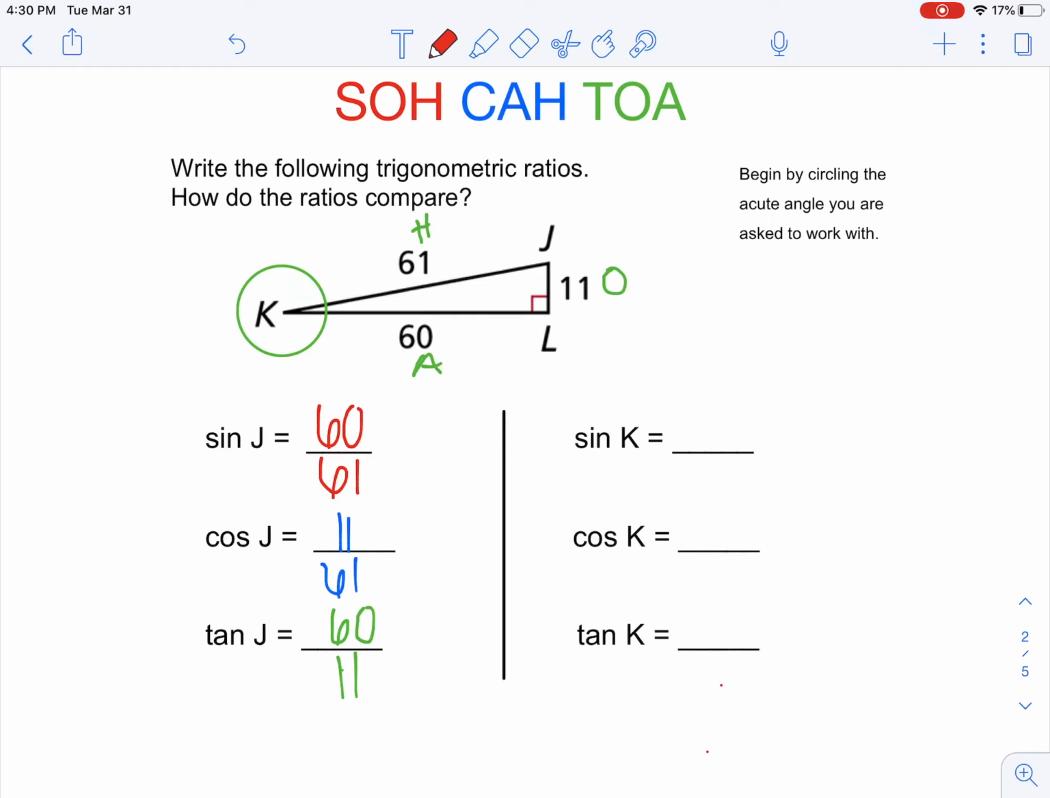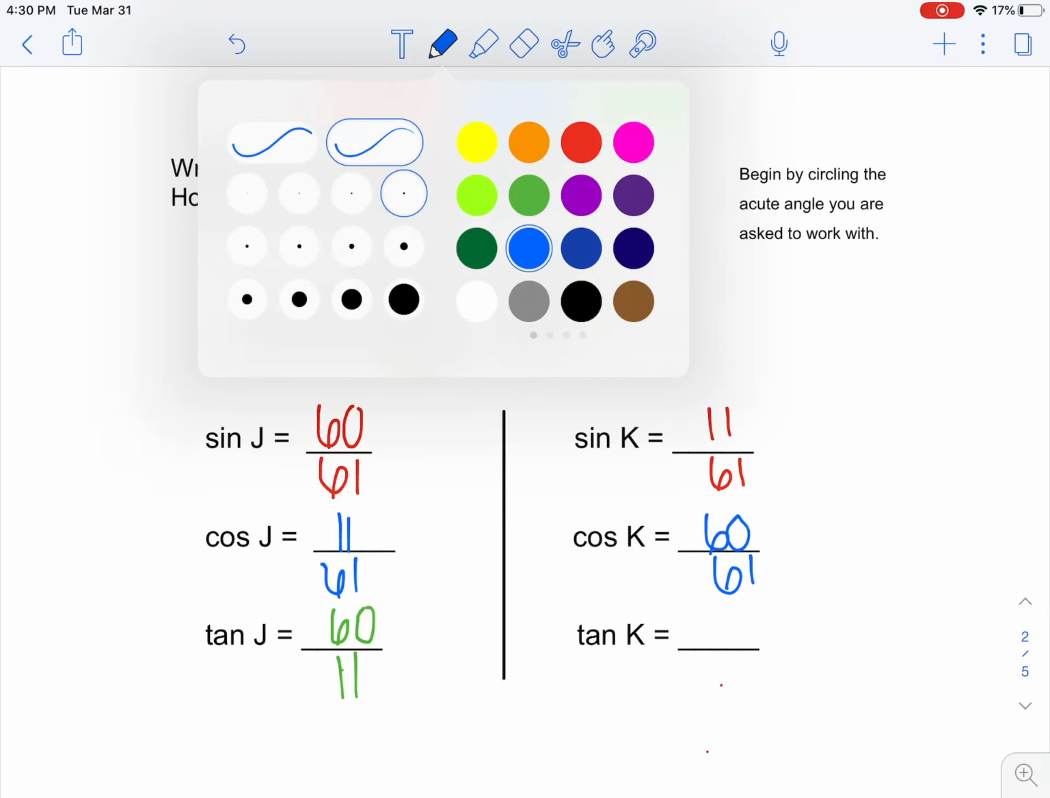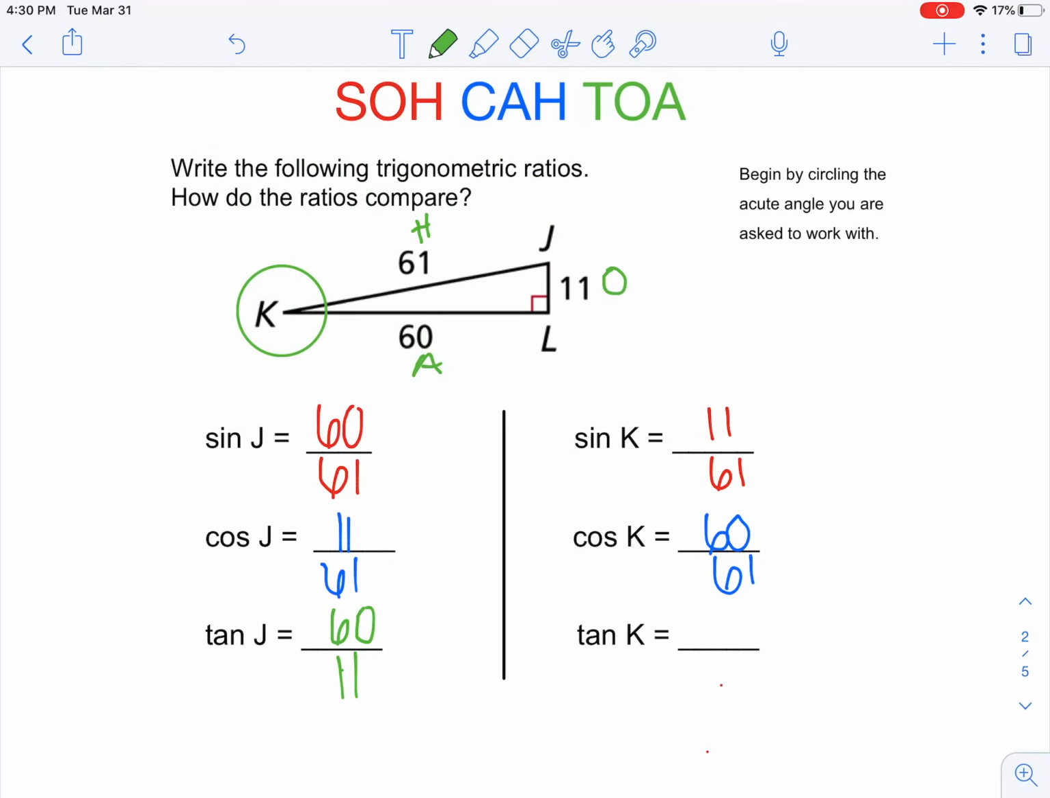Okay, so starting off with sine of K, we want opposite over hypotenuse, so that would be 11 over 61. Next we have cosine. Cosine of K is going to be my adjacent over hypotenuse, so 60 over 61. Then lastly, we have the tangent of angle K, and that's my opposite over adjacent, so I would put 11 over 60.